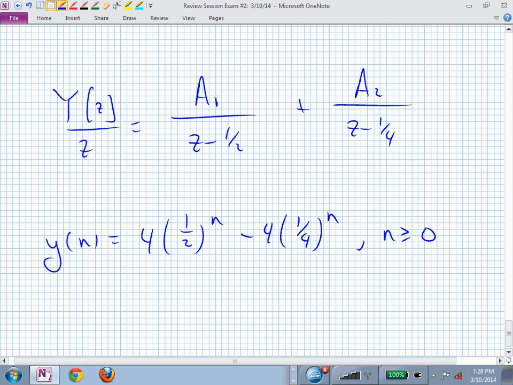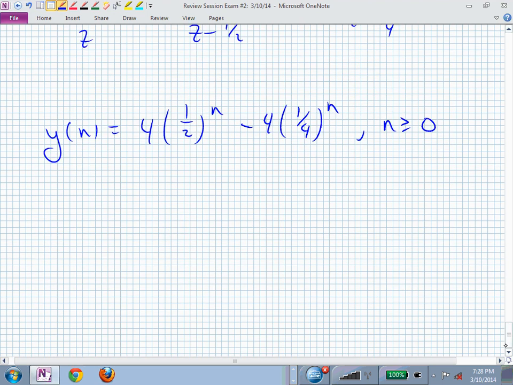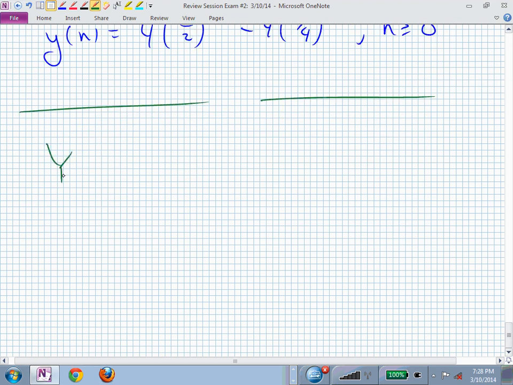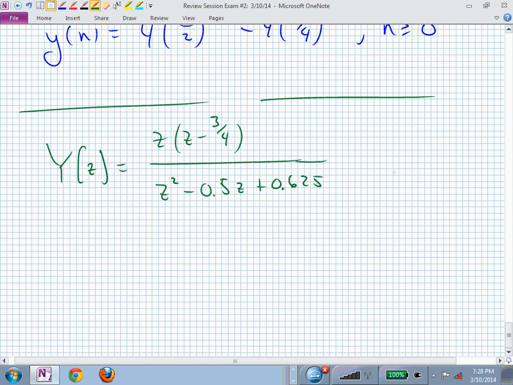Now, let's look at the same kind of thing, but now you know what I'm going to do. We have the other case. Suppose somebody gives you Y of z equaling z times z minus 3/4 over z squared minus 0.5z plus 0.625. And now we want the region of convergence to be bigger than the square root of 0.625.